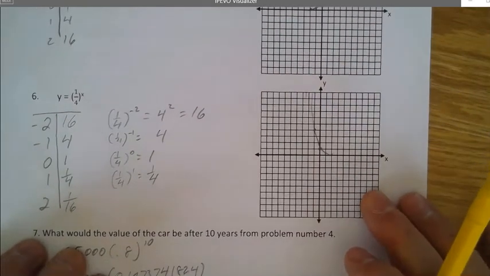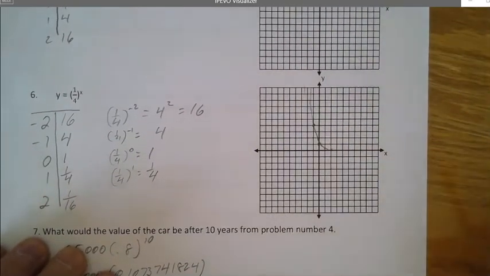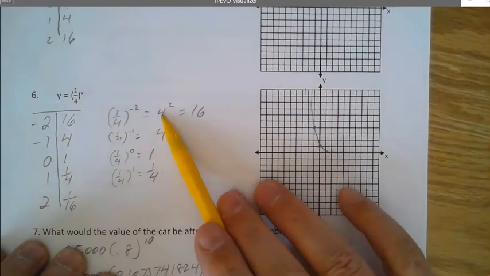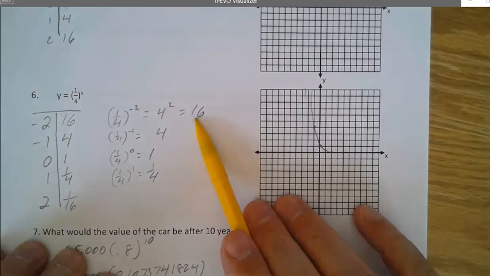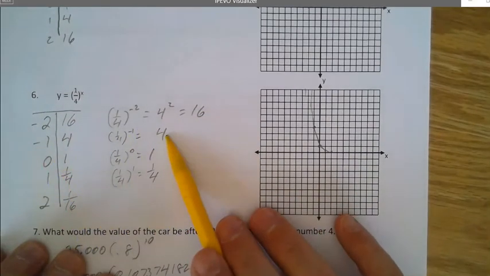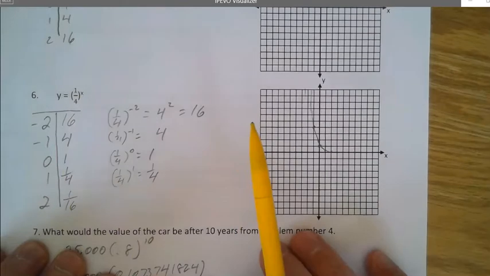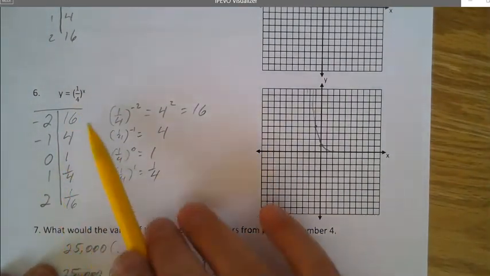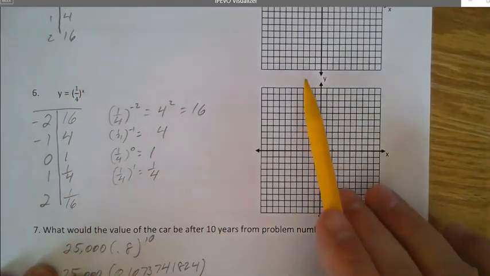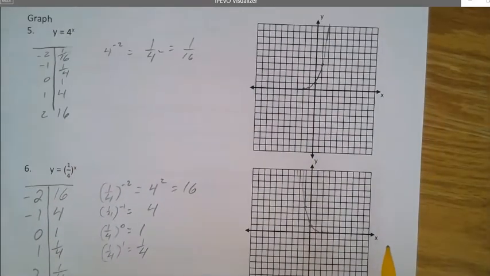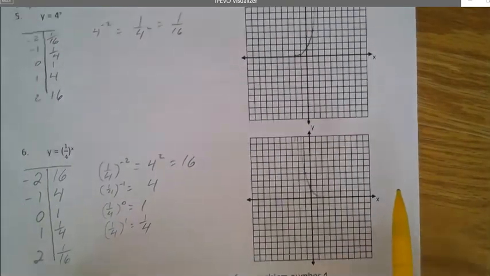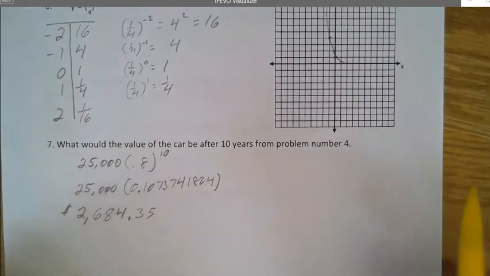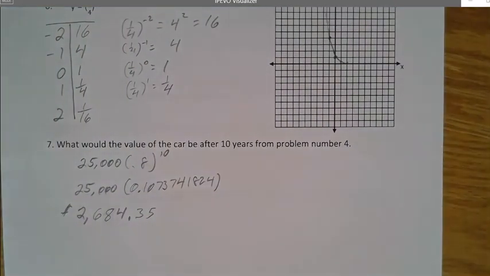Number 6. So here we have, again, a fraction to the negative 2 power. Do the reciprocal, 16. Negative 1, reciprocal 4. To the 0, anything to the 0 power is 1. Put 1 in there, you get 1/4. Put 2 in there, you get 1/16, and there's your graph. It's just like the one above, number 5, except going the other way. Okay? And then number 7, what would be the value of a car after 10 years?